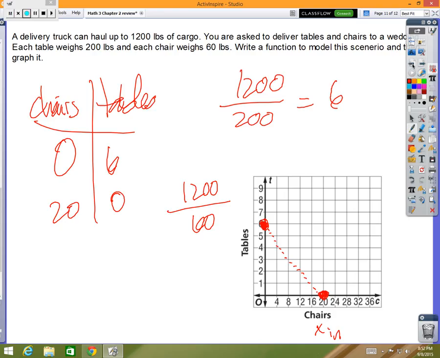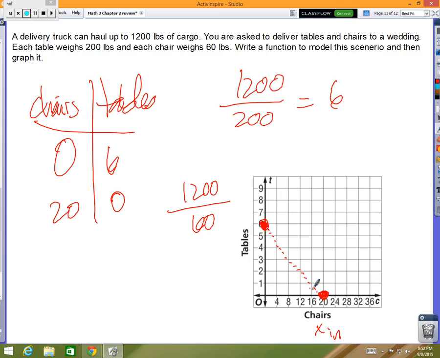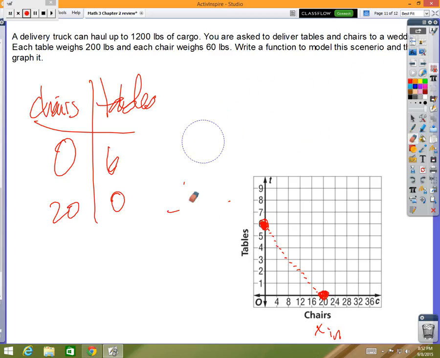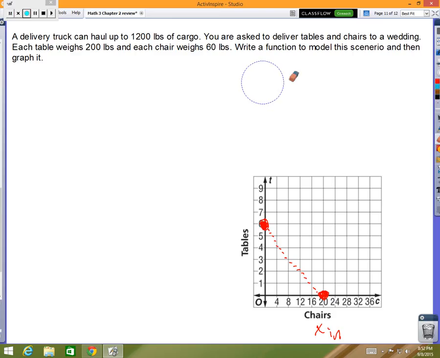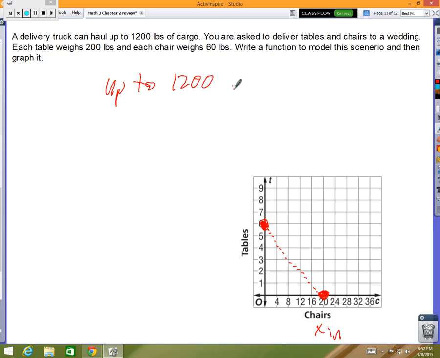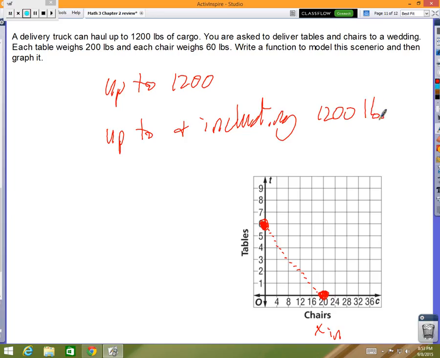Gosh dang, this is an awesome question, because I think my circles cannot be shaded in. I think these circles got to be empty. Let me tell you why. I think they got to be empty circles because it says I can do up to 1,200 pounds. If it said up to and including 1,200 pounds, then you could include 1,200.